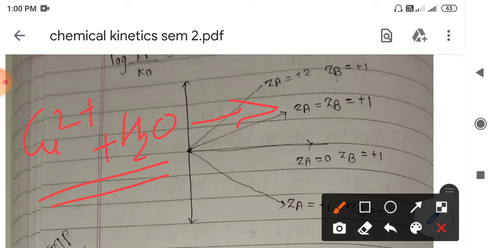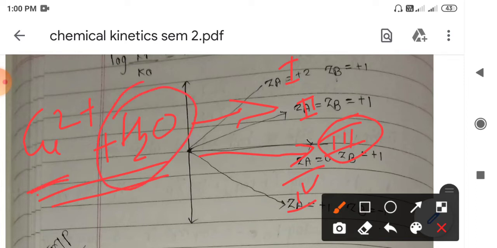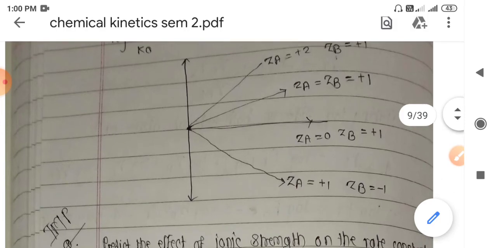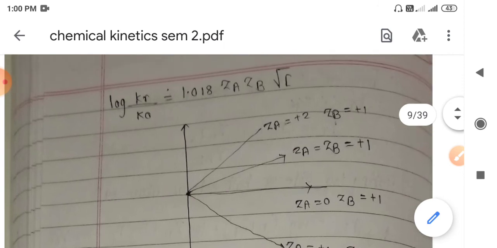So they have given this graph, with options 1, 2, 3 and 4. Likewise they have given various options. The correct answer should be option number 3, or line number 3, corresponding to the slope, because copper 2 plus has a charge of plus 2, but the water molecule does not have any charge. So whatever reacting ions are given, depending upon their charges, you just need to tell the nature of the slope of that particular graph. So this is the effect of ionic strength on the rate constant.